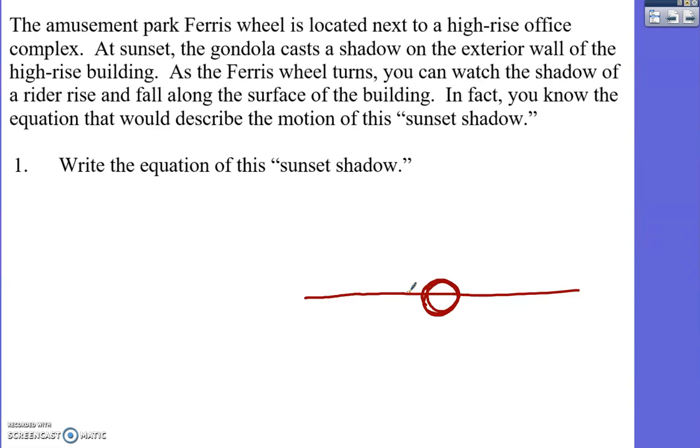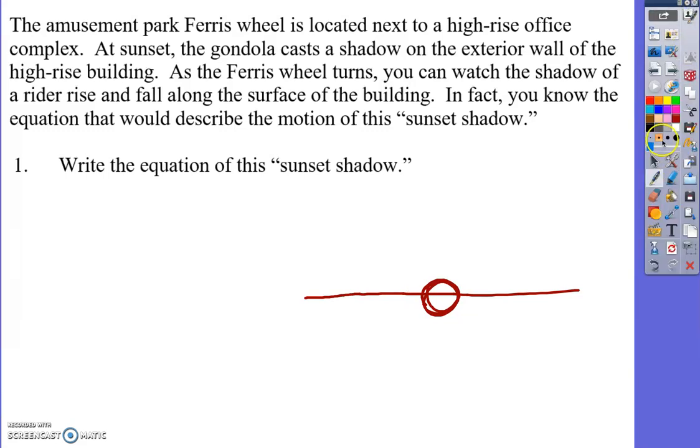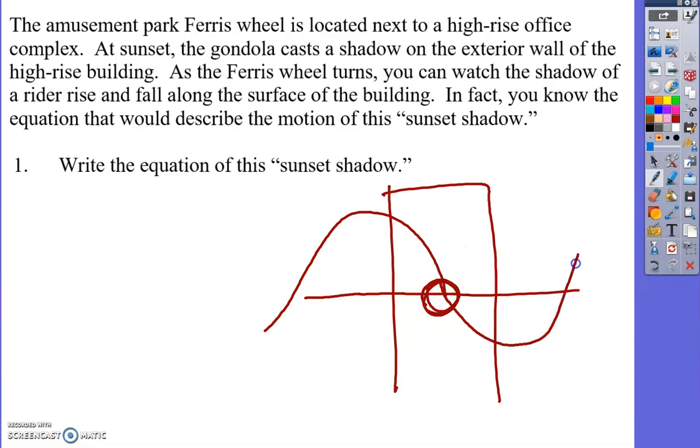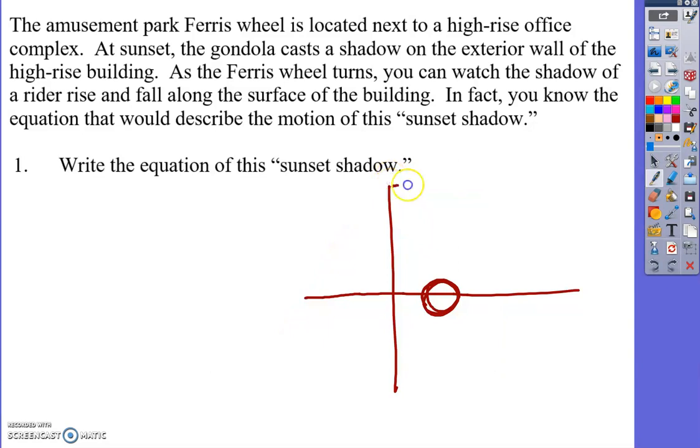As the Ferris wheel turns, you can watch the shadow of the rider rise and fall along the surface of the building. In fact, you know this equation. The sunset shadow, meaning that the sun is casting a shadow on the building. The sunset shadow is our basic sine wave, which we already know.